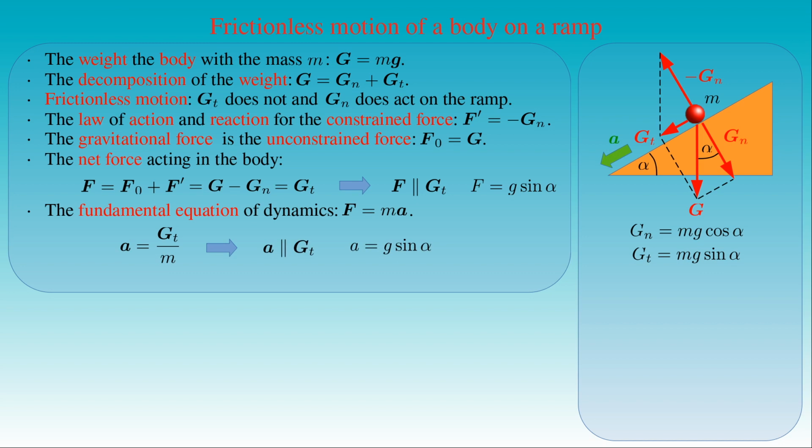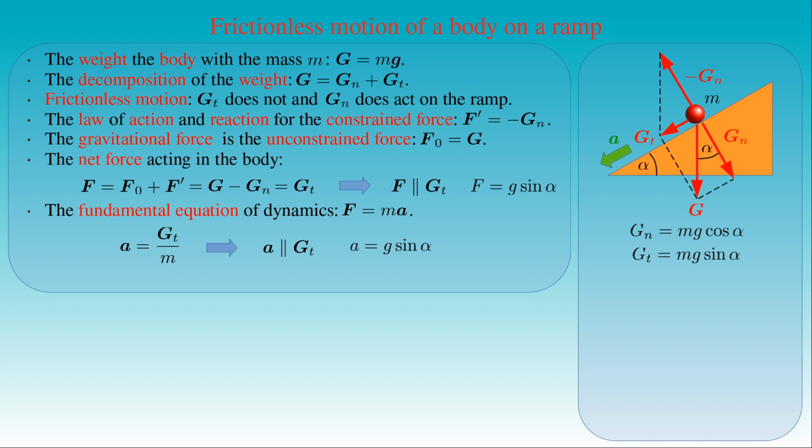This formula shows that the steeper the ramp is, the greater the acceleration of the body is. In a limiting case where alpha tends to 90 degrees, the acceleration of the body approaches the gravitational acceleration g, and we can talk about the free fall of the body along a vertical surface. For alpha equal to 0, the ramp becomes a horizontal surface and the body has no acceleration. Therefore, if the body was already at rest, then it stays at rest.